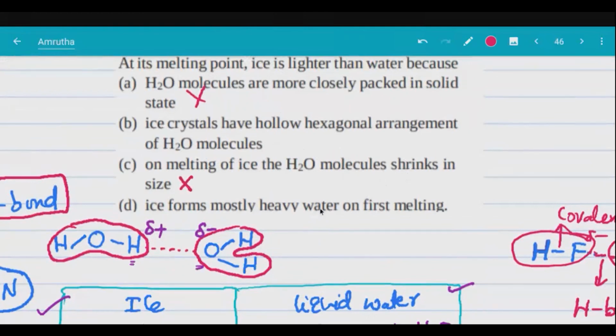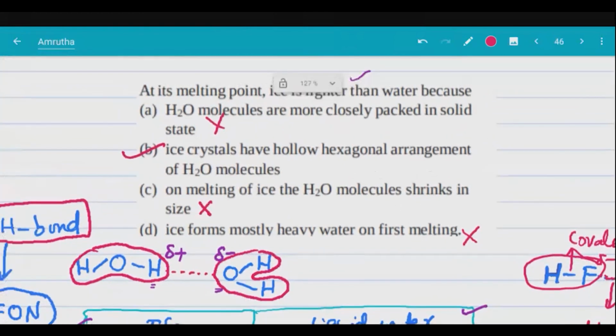Ice forms mostly heavy water. No, this is not related. So obviously this one: it has a hexagonal arrangement, so that will give more space between the molecules. Less mass, more space. Getting the point, right? Less mass, more space. So that is how, with the hexagonal arrangement, density is less, so ice floats on water.